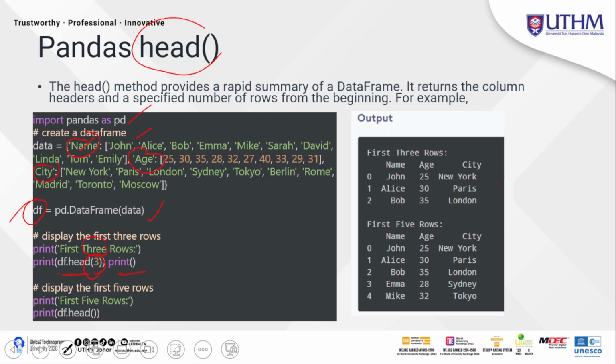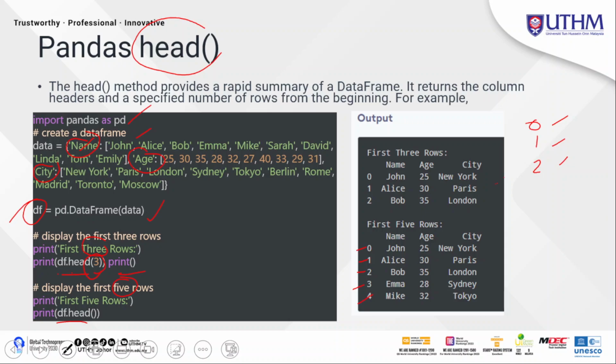Okay, first three rows, and remember the index always starts with 0, right? So 0, 1, 2. So record 1, record 2, record 3. So these are the first three rows in the data set. If you want to display the first 5 rows, you can just directly use df.head parentheses. You don't have to mention the value 5. It's automatic: if you use the head method, it automatically gives you the first 5 records. So you can see records 1, 2, 3, 4, 5.